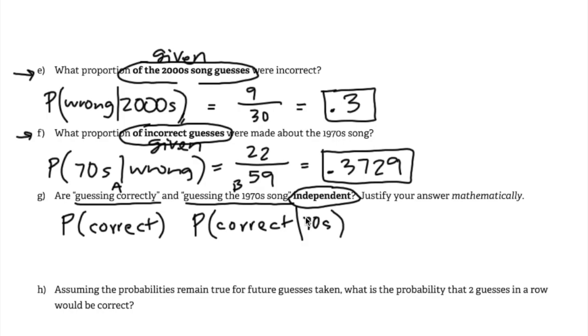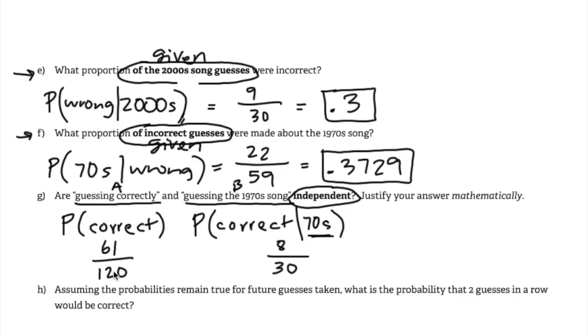So if I look at overall, we had 61 out of 120 correct answers. So overall, there were 61 correct answers out of 120 answers. Correct given 70s means if I'm only caring about the 70s songs, if I only look at that first column, the very left side column in my table that had all the 70s songs, you'll notice there were 8 correct answers out of 30 total answers.